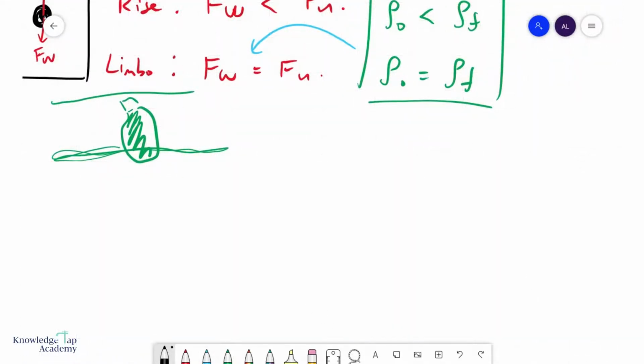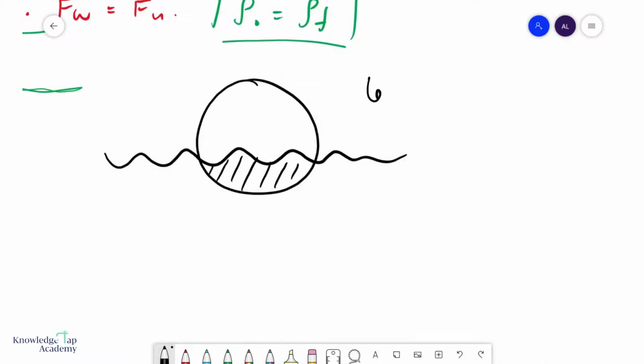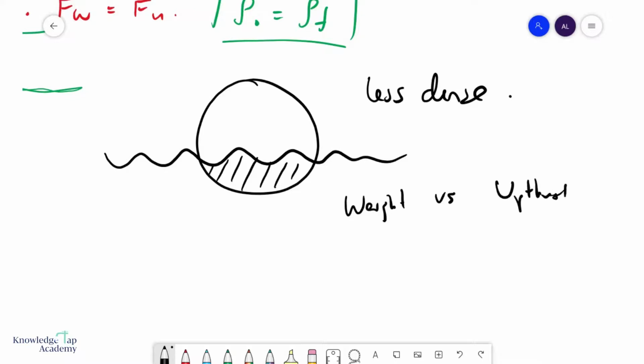Now, something quite interesting happens when you have an object that is going to float. When an object floats, it becomes what we call partially submerged, something like this. You will notice this all the time. This happens, of course, for objects that are less dense than the fluid itself. Let's compare the weight and the upthrust. We know that weight is the density of the object times the volume of the object times g, and upthrust is the density of the fluid times the volume displaced times g.